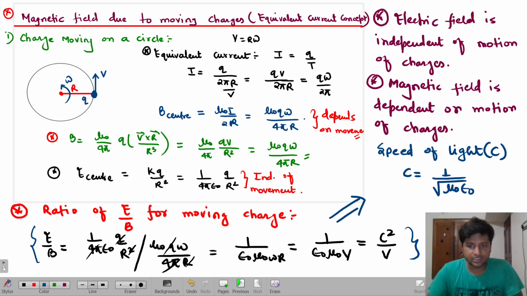V is the velocity of the charge, but the velocity of charge will generate a speed of light. Are you able to get me or not? So moving charge generates what? Speed of light. Are you able to get me?